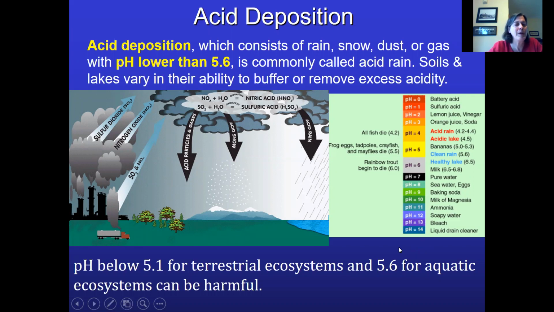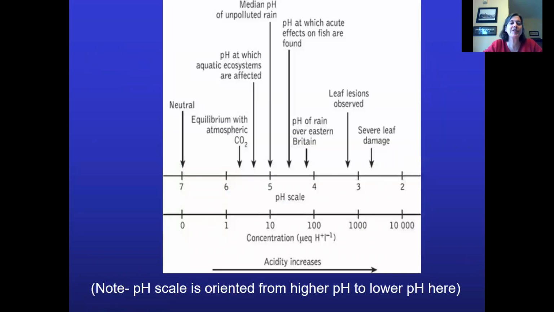So anything below 5.1 can be harmful to terrestrial ecosystems. This is just another little chart showing what happens at various levels of acid. I'm going to call it acid rain because deposition is kind of a mouthful, but there is severe leaf damage if you go below 3, leaf lesions, the acid rain pH levels they've seen over Britain, and then levels where fish start to really suffer if you get acid lakes, etc. And even though this is anything underneath 5.6, you start to affect ecosystems right at that 5.6 level.